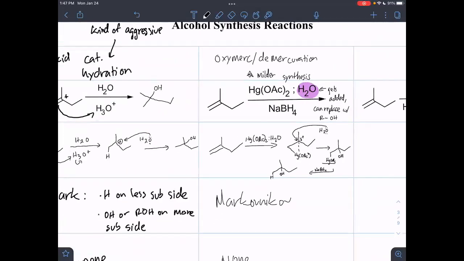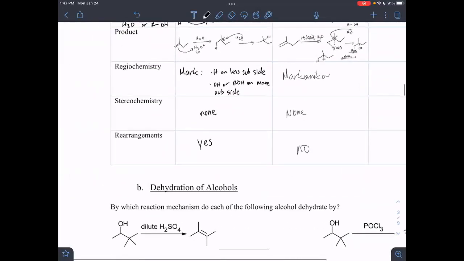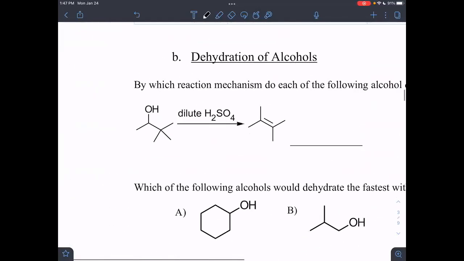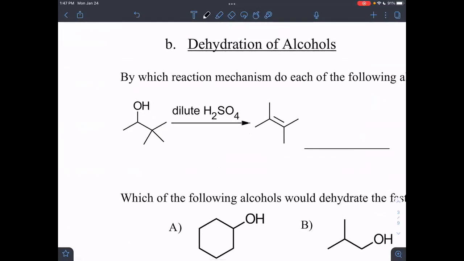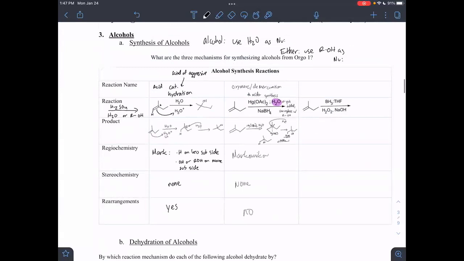Okay, and there's 3 minutes left. I don't think we're going to be able to do hydroboration oxidation, but we can do one problem because we just covered the reaction for this. So the question is asking by which reaction mechanism does the following happen? And this is dehydration of alcohol. Actually, we didn't do this, never mind. Yeah, I'll do it next time. It's okay. We'll end 3 minutes early.